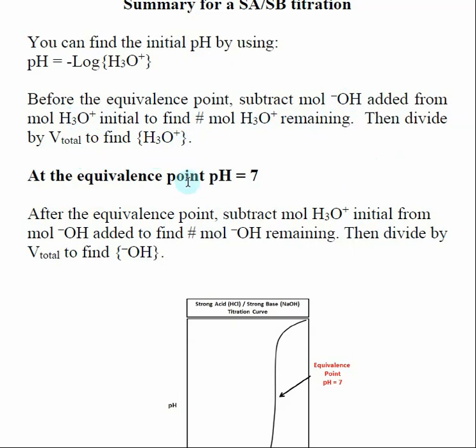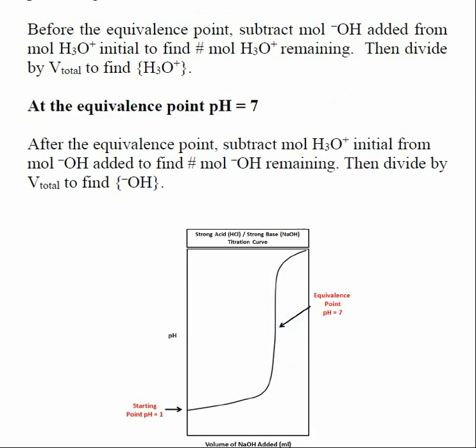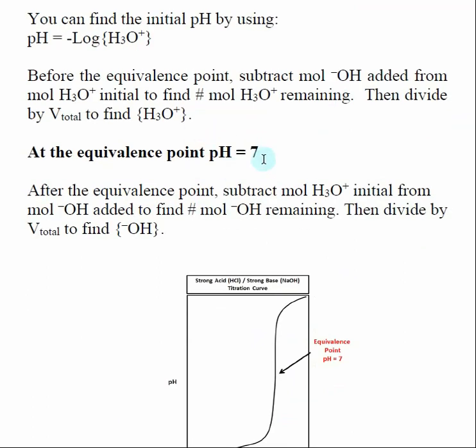When we're at the equivalence point, so that's right here on our titration curve, we understand that the pH is equal to 7. The equivalence point means that the number of moles of acid that we start with is equal to the number of moles of base that we've added during this titration. So there's no mathematical way of coming up with this. We just know that the pH is equal to 7, and the reason for this is because there's water in solution. So we cannot have a zero concentration of hydronium.